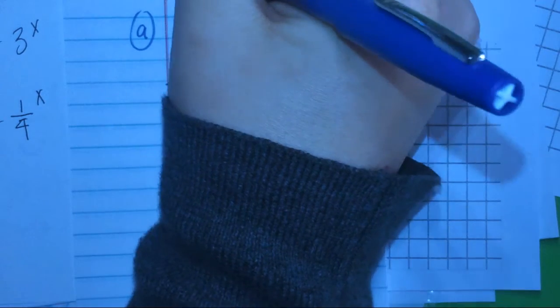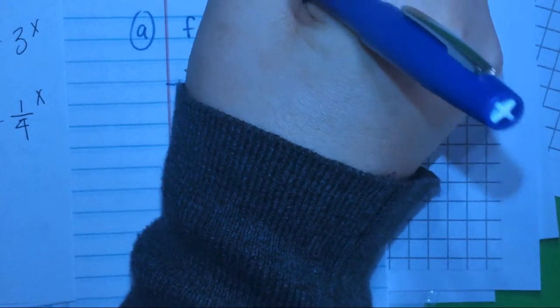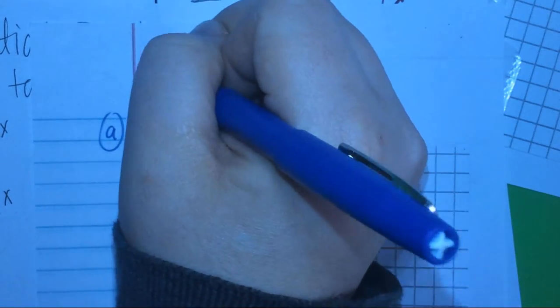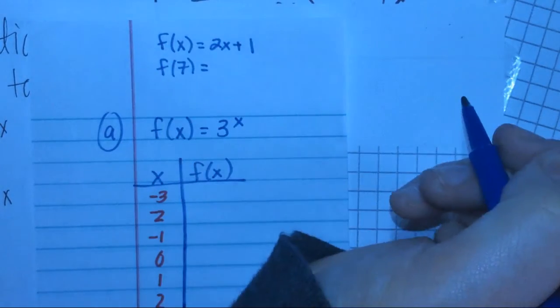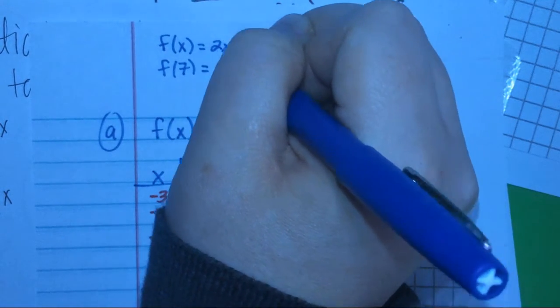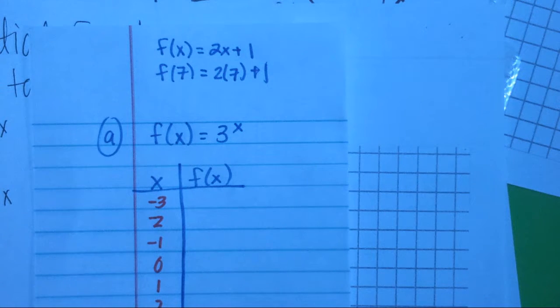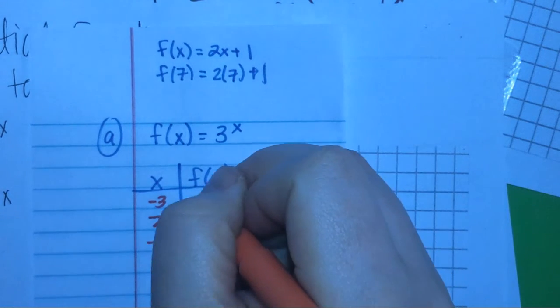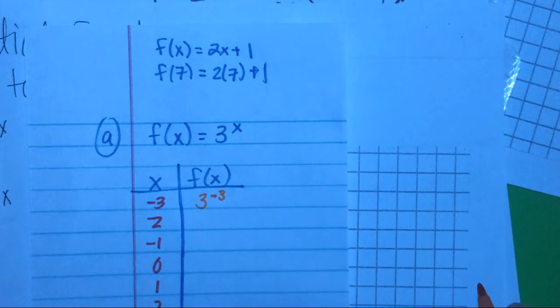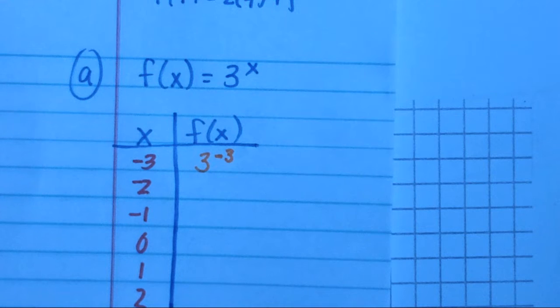Now if we had a linear function and it said f of x equals 2x plus y, if I had that and I asked for f at 7, what would you tell me to do? Everywhere you see an x, put a 7. We're going to do the exact same thing with our table with exponential functions. So everywhere I see an x, I'm going to put a -3. So it's going to be 3 raised to the -3. Let me zoom in a little more.